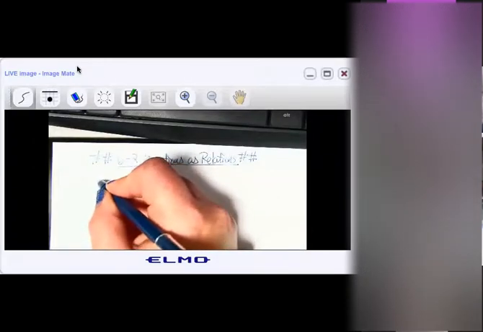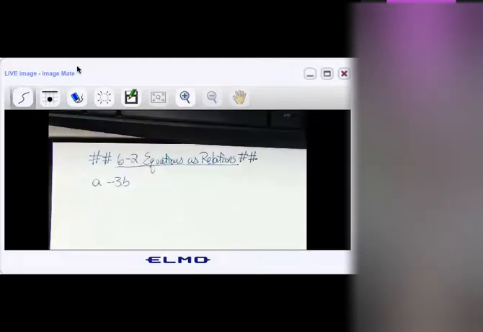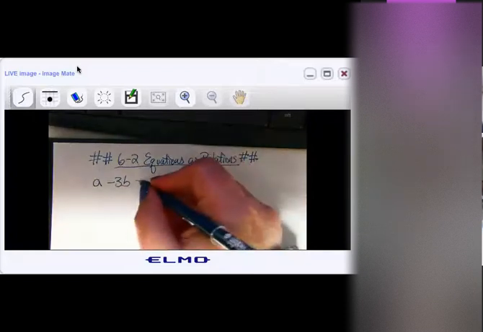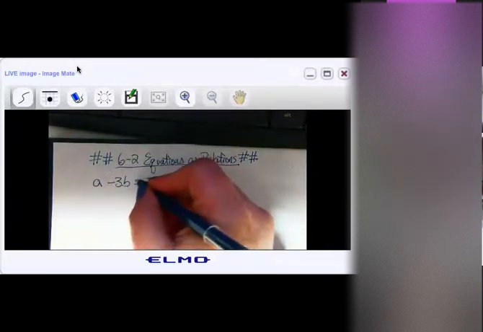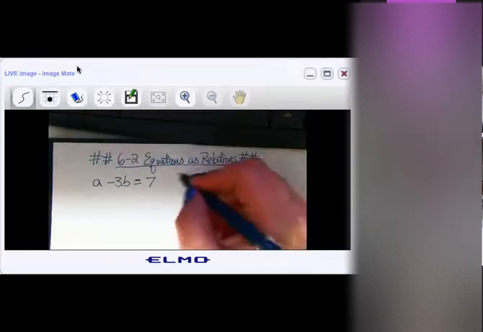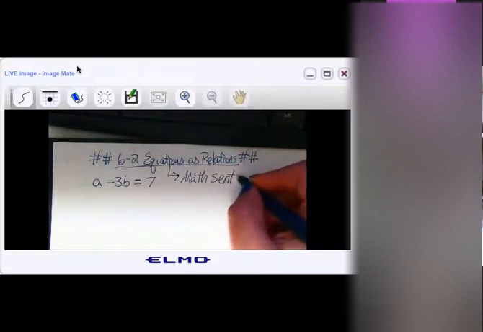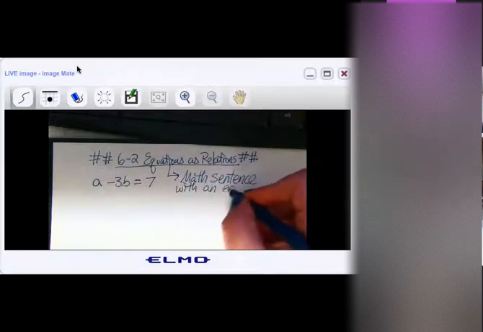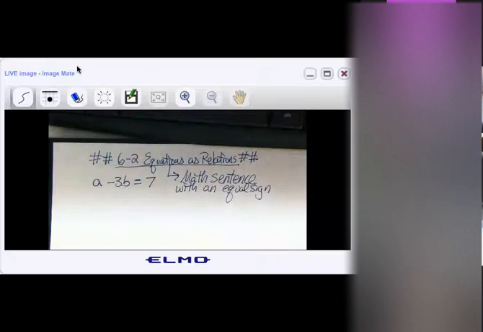There's a difference between, if you had something like this, a minus 3b, that's something called an expression. That does not have an equal sign on it. That is not an equation. Once I do this, now I've turned it into an equation. So that is exactly what an equation is. It's a math sentence that has an equal sign in it. So equations are simply math sentences with an equal sign. So they are different from expressions.